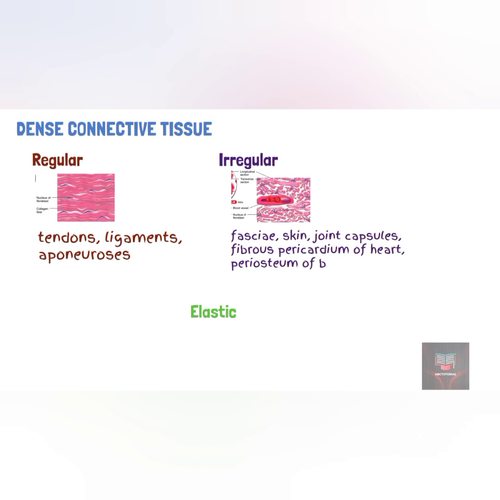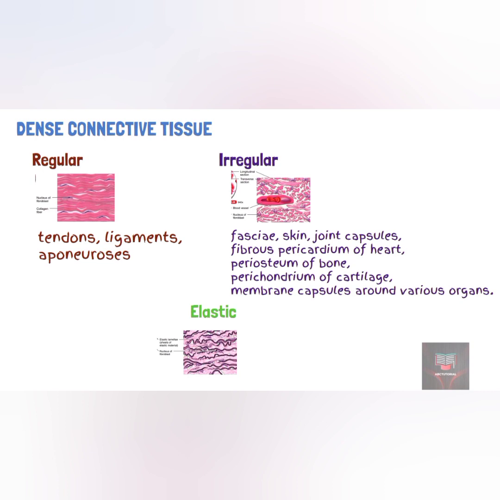Dense irregular connective tissue is also made up of collagen fibers, which are irregularly arranged. It is commonly found in fascia, skin, joint capsules, the fibrous pericardium of the heart, periosteum of bones, perichondrium of cartilages, and capsules of organs. Elastic connective tissues contain predominantly elastic fibers. It is usually located in areas subjected to stretching force. It is located in the lung tissues, arterial walls, the trachea, and the bronchial tubes.